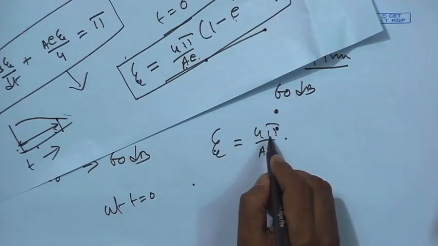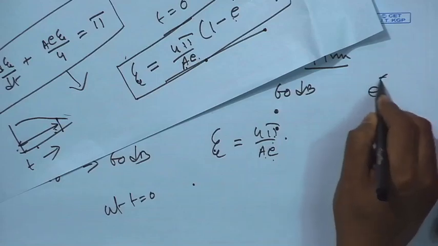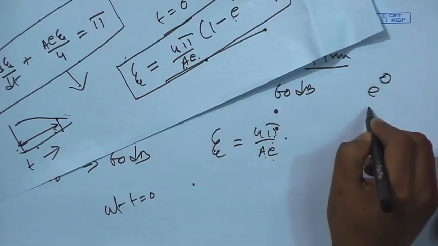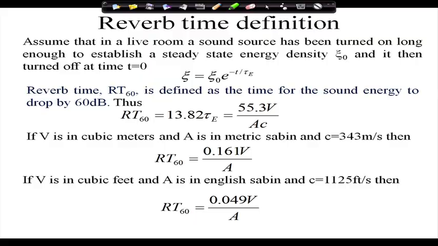When the sound is in steady state, the energy density in the room is 4π/AC at t equal to 0, e to the power 0. So, in that case, it is 4π/AC. Now I said the time psi 0 has to be dropped by 60 dB.